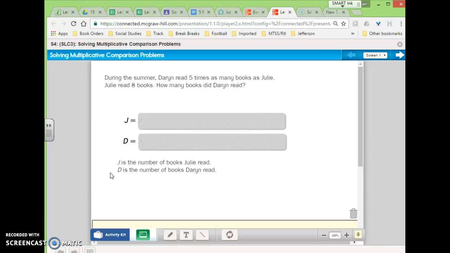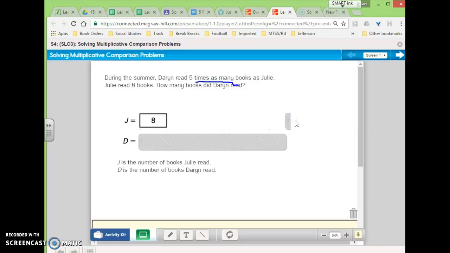So let's look at an example. During the summer, Darren read 5 times as many books as Julie. So this language right here, times as many, tells us that it is multiplicative. So the question is, how many books did Darren read?